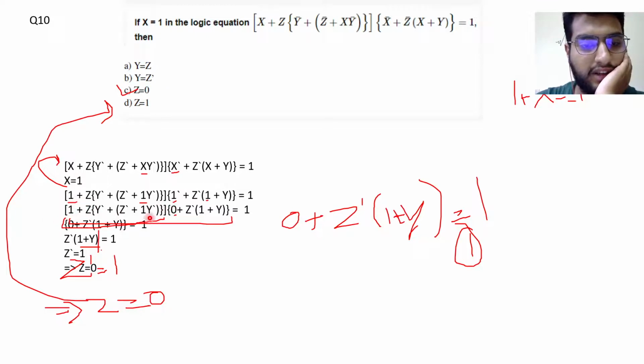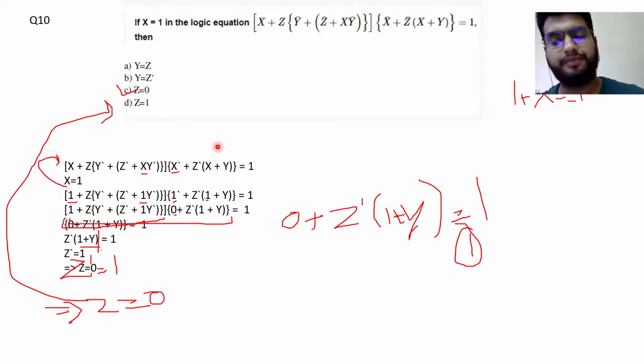So this term will vanish because it is equal to 1. Then we have only this term: 0 plus z complement 1 plus y. So this is simply z complement 1 plus y equal to 1. And 1 plus y will always be equal to 1, so that implies z complement equal to 1. So z complement is 1 when z equals 0. So option C will be my correct answer.